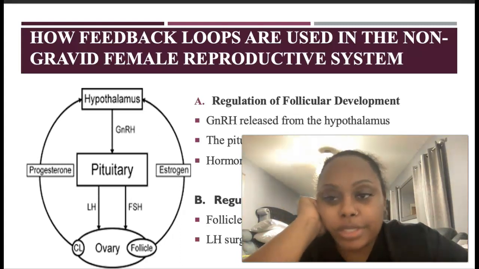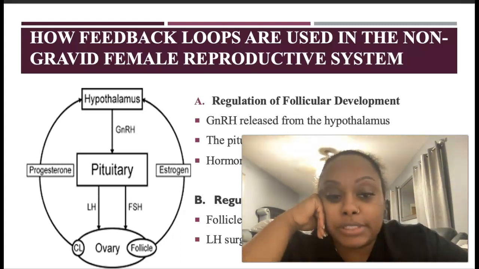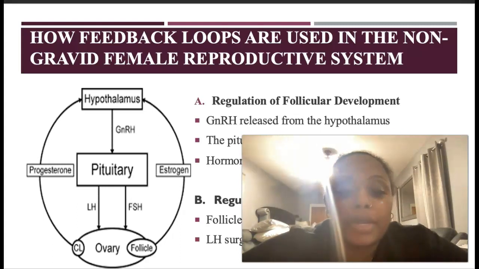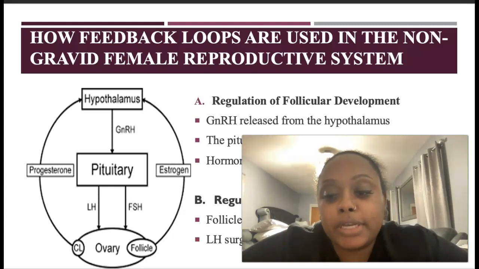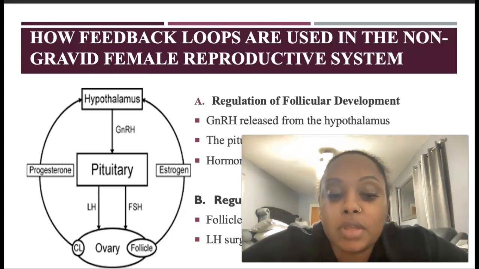How feedback loops are used in a non-gravid female reproductive system. A. Regulation of follicle development. The hypothalamus produces GnRH, which is released into the pituitary gland. The pituitary gland then secretes two hormones, LH and FSH. These hormones travel to the ovary and stimulate the development of follicles, which house the egg cells.